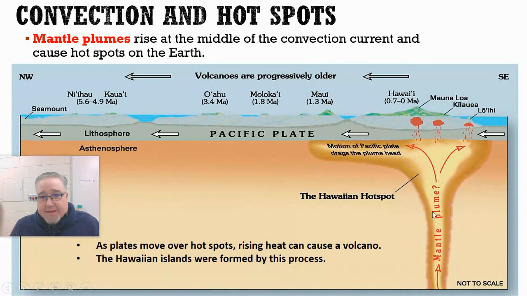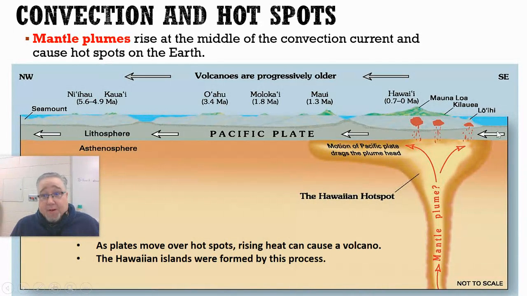But these hot spots, they don't move. They stay where they are. They're fixed. So, for example, these are the Hawaiian Islands. You're probably familiar with Hawaii, right? And there's several islands. There's like 6 or 7 different islands. But those Hawaiian Islands are sitting on top of a plate. It's called the Pacific Plate.